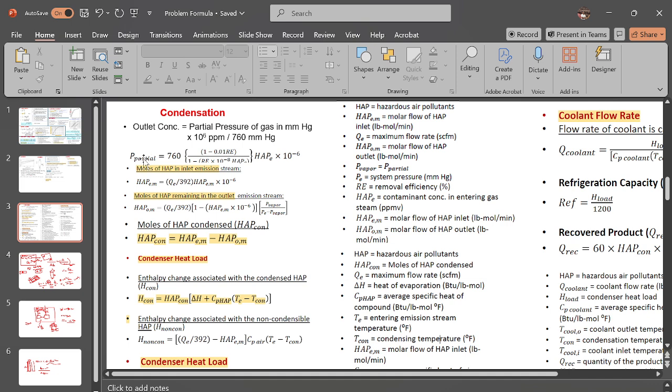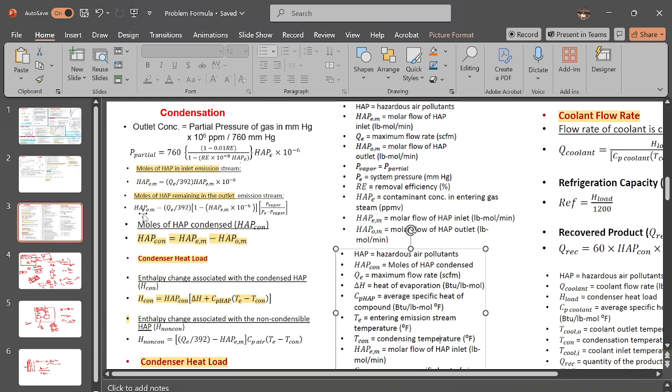For that, if you want to know the partial pressure, the formula is 761 minus 0.08 RE. RE will be your removal efficiency. HAP is hazardous air pollutant. Everywhere HAP will come. E is the contaminant concentration entering, times 10 power minus 6. If you know that, P partial will be there. Then if you want the inlet concentration, inlet QE will be the maximum inlet flow rate times HAPE times 10 power minus 6. That will give you the inlet emission.